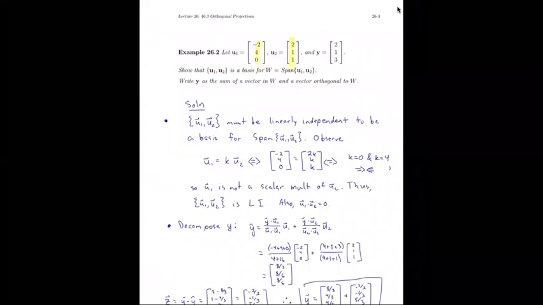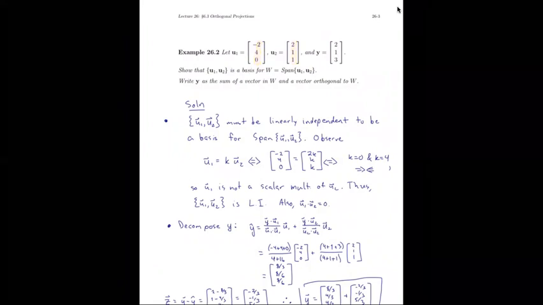You could check whether or not they're scalar multiples of each other. We also know that orthogonal vectors are linearly independent. So if the inner product of u1 and u2 is 0, then we know that they're linearly independent. And if you check that, you realize that it is 0, and they are linearly independent.